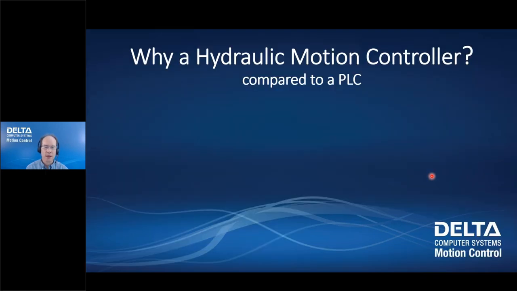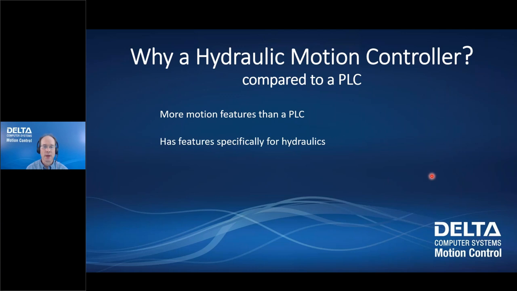First, a little bit about why a hydraulic motion controller to begin with instead of a PLC, because some PLCs say they can do motion. Generally, a motion controller has more motion features than a PLC. There are a few PLCs with pretty serious motion controllers, but for the most part, we're going to have a lot more motion features in a dedicated motion controller. Specifically for hydraulics, a hydraulic motion controller is going to have more features for hydraulics than a PLC is going to have. And we consistently hear our customers say that our motion controller has a lot better troubleshooting capability.